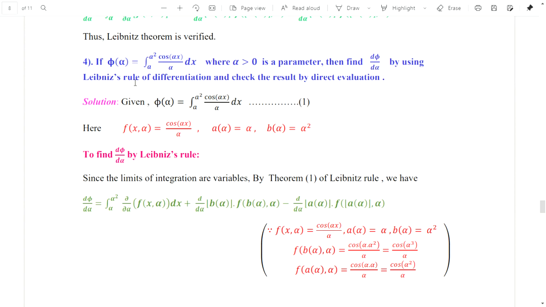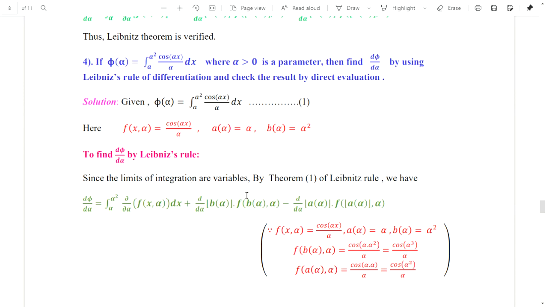The problem is asked as find d phi by d alpha by using Leibniz rule. So here we are not doing the verification, we are finding d phi by d alpha. In all the above 3 problems, we verified Leibniz rule. So we considered LHS, we did simplification, we considered RHS, we did simplification, and we proved LHS is equal to RHS. But in this problem, it is asked as find d phi by d alpha by using Leibniz rule. So directly I am applying Leibniz rule here.